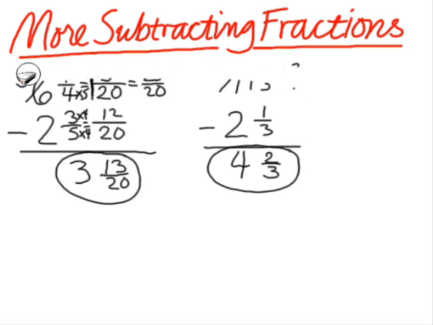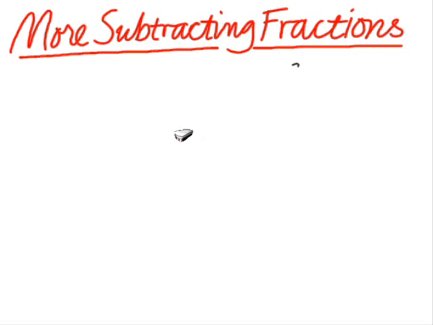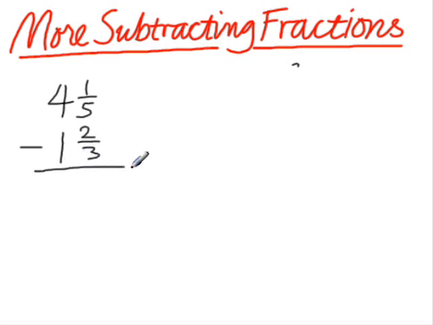One more example. And I hope you're catching on to this now. We pretty much do the same thing each time. 4 and 1/5 minus 1 and 2/3. There's our problem. Again, we need to find a common denominator. And in this case, the common denominator is going to be, do you know? 15. I hope you got that right.